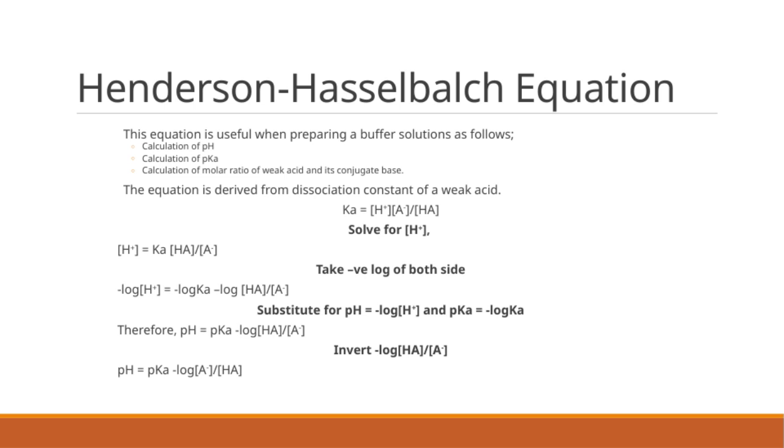Now, recognizing that pH is defined as negative log of H+ and pK is negative log of Ka, we can substitute these into our equation. This simplifies to pH equals pK minus the log of the ratio of HA to A-. If we invert that ratio inside the log, we arrive at the Henderson-Hasselbalch equation. pH equals pK plus the log of A- over HA. This equation is fundamental because it links the pH of the buffer solution to the ratio of conjugate base to weak acid, which is crucial in buffer preparation and understanding how buffers resist pH changes.